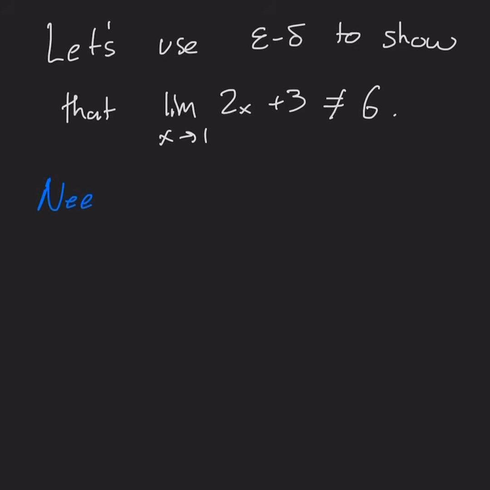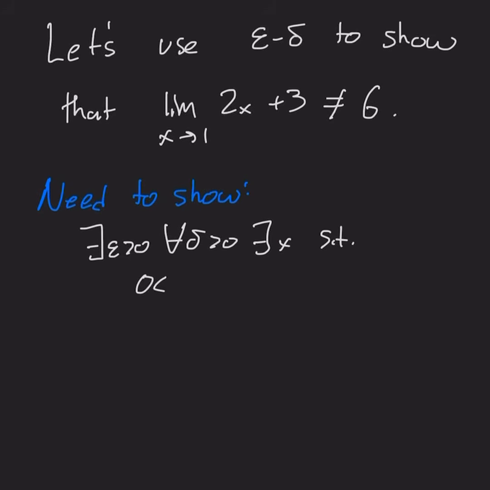So we need to show that instead of for all epsilon greater than 0, we actually need to show that there is an epsilon greater than 0 such that for all delta greater than 0, there is some x such that |x minus 1| is between 0 and delta, and |2x plus 3 minus 6|, our function of x minus 6, is greater than epsilon.